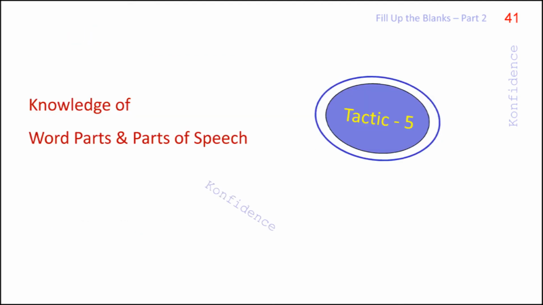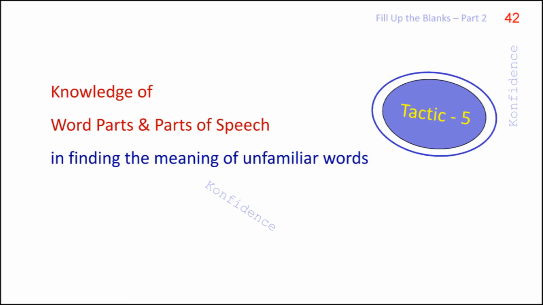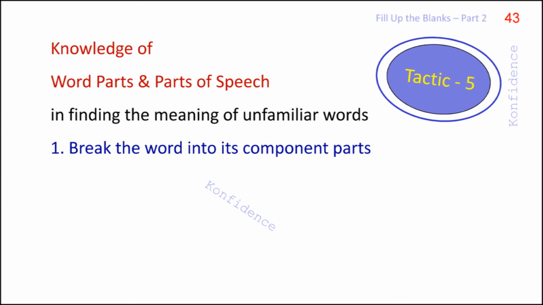This tactic is based on our knowledge of word parts and parts of speech. If a word used by the author is unfamiliar, or if an answer choice is unknown to us, we can adopt two approaches. The first one is to break the word down into its component parts, especially prefixes and suffixes. This is to see whether the word parts give any clue to its meaning. If we can recognize the meaning of the broken parts, it may help us to identify the meaning of the word. For example, see the word autonomous.